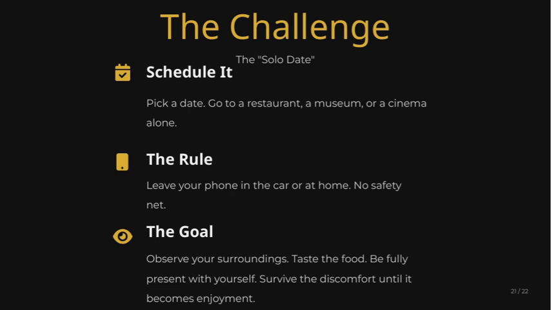Now, moving to the goal, leave your phone behind, either in the car or at home. No safety net, no distractions. This is about forcing yourself into real experiences without the crutch of technology. And the rule, pick a date, just one day, and go somewhere alone. It could be a restaurant, a museum, or even a cinema. The idea is to carve out time just for yourself to enjoy your own company.